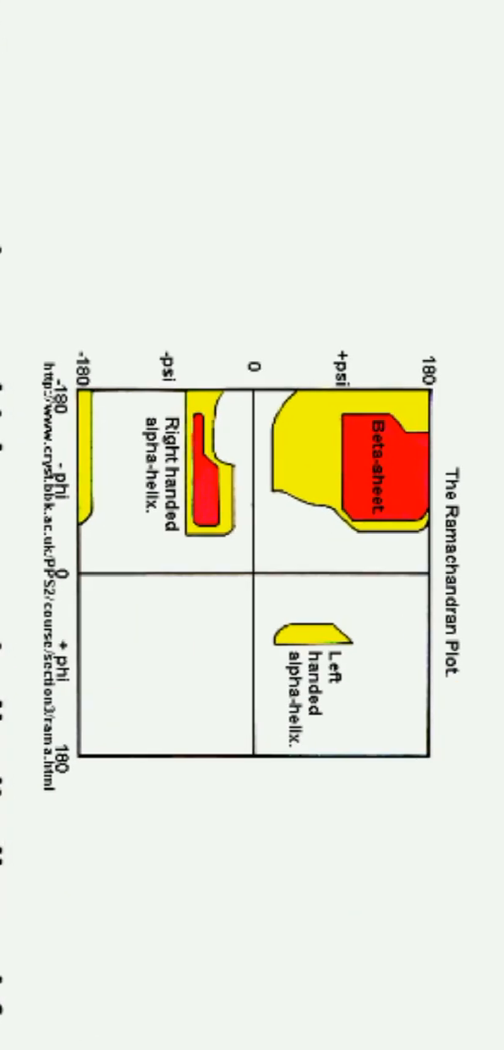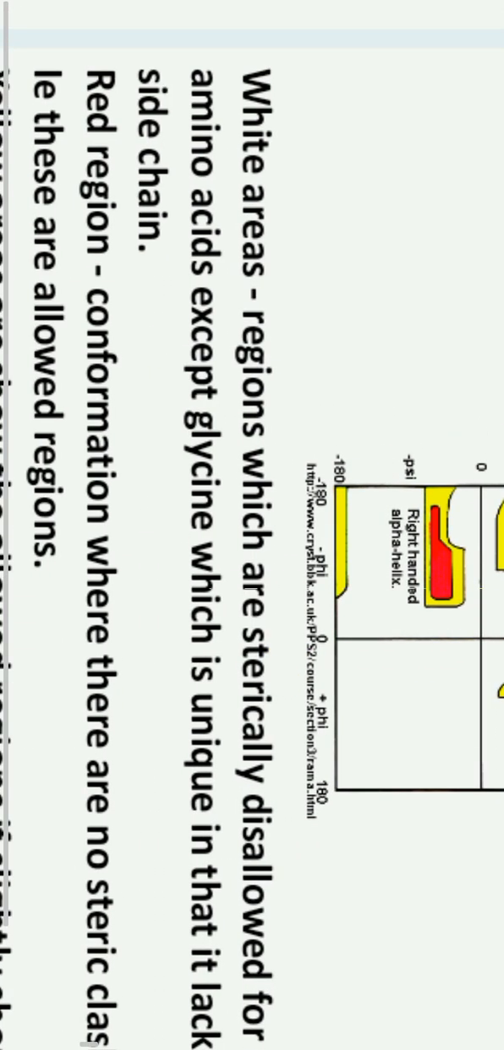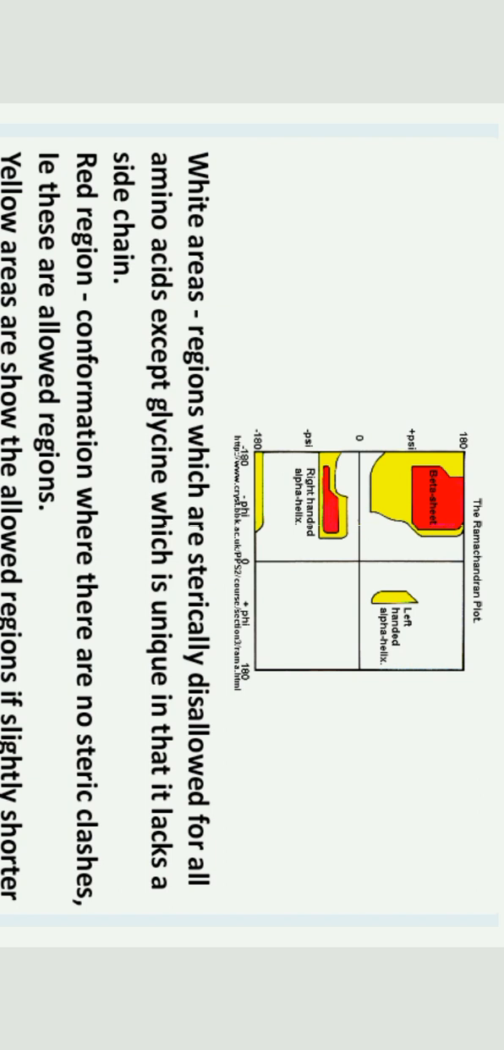Beta sheets are here, left-handed alpha helix will be there and right-handed alpha helix will be there. So in this picture, white areas represent regions which are sterically disallowed for all amino acids except for glycine, which is unique in that it lacks a side chain. All white portions are the places which are disallowed for other amino acids.